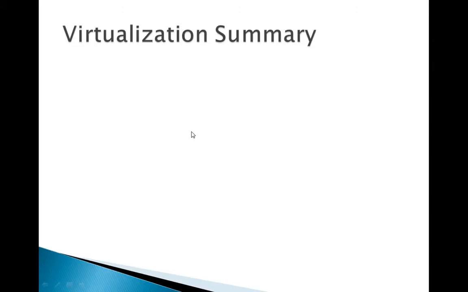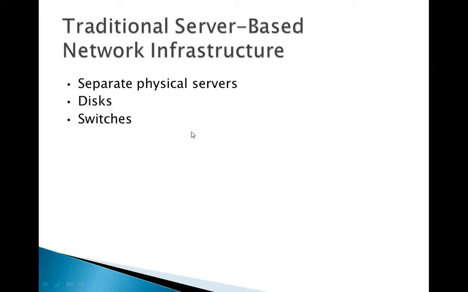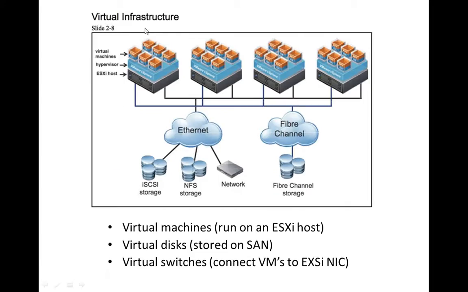So, virtualization summary, not the whole chapter, just the virtualization summary. Whereas in a traditional server-based network infrastructure, we have separate physical servers, the disks are in the servers, and we have separate physical switches connecting them all together. In a virtual network infrastructure, we have virtual machines, which run on an ESXi host, virtual disks, which are stored on a storage area network, and virtual switches, which connect virtual machines to the ESXi host network interface card.